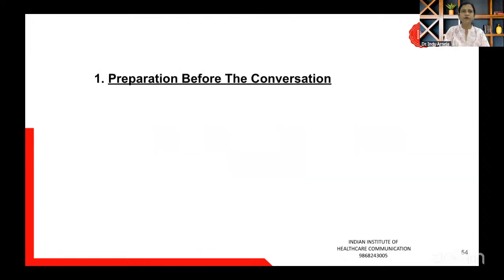So the first thing is preparation before you have the conversation with the patient and family. It's very important to first of all check in and see how you are feeling. Are you ready? Are you ready with the information? Are you ready with the explanation? Do you know the complete information? Are you mentally and emotionally ready to handle the situation?